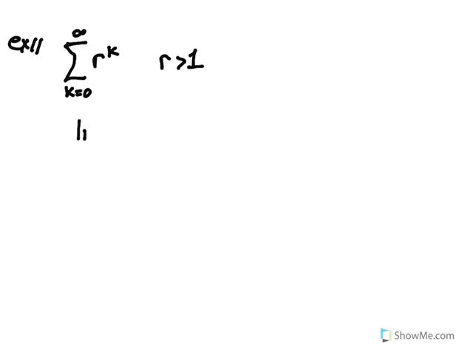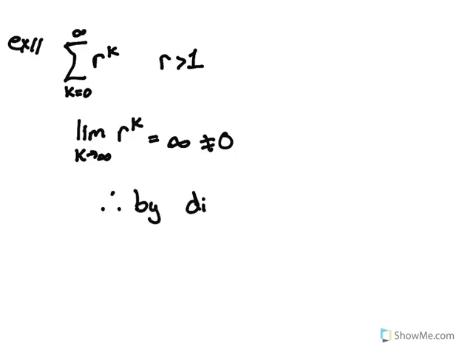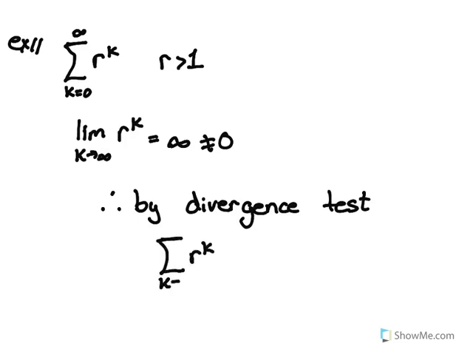And this is because the limit as k goes to infinity of r to the k is equal to, well, this limit goes to infinity if r is greater than 1. And of course, infinity is not equal to 0. Therefore, by the divergence test, the series diverges.